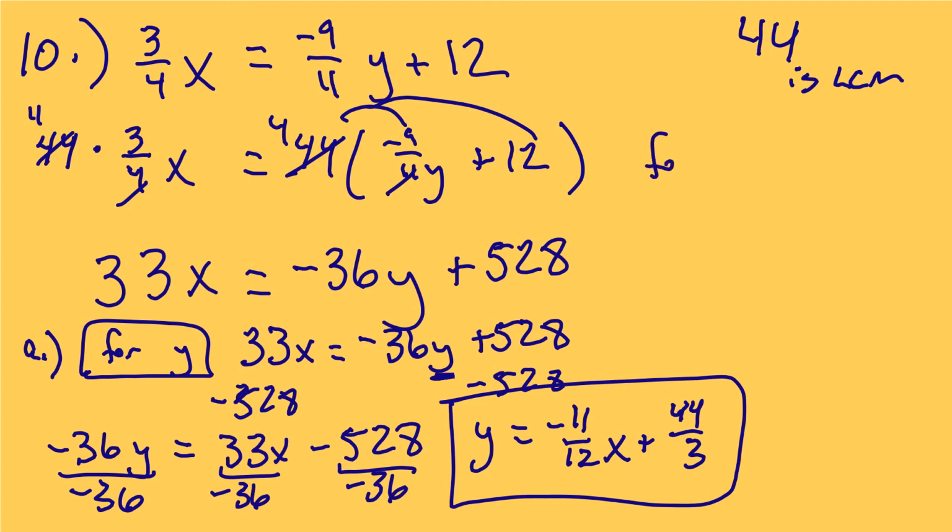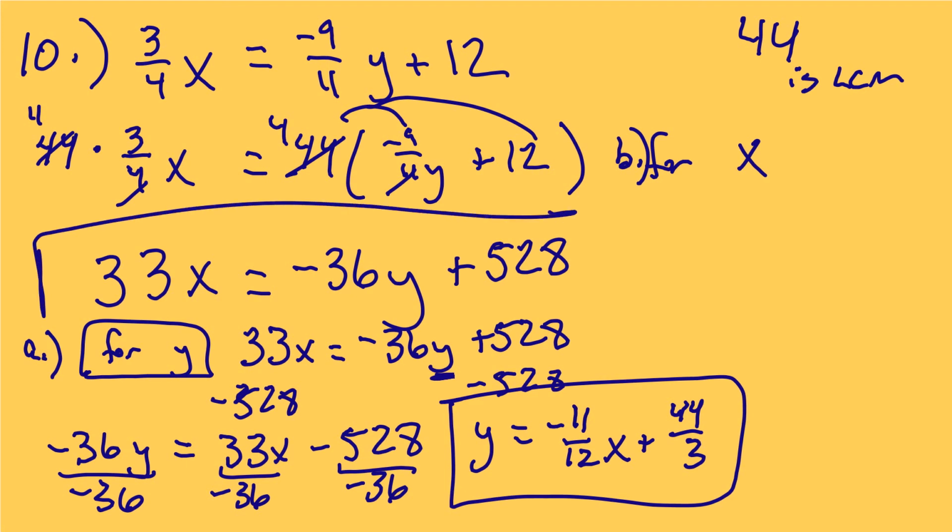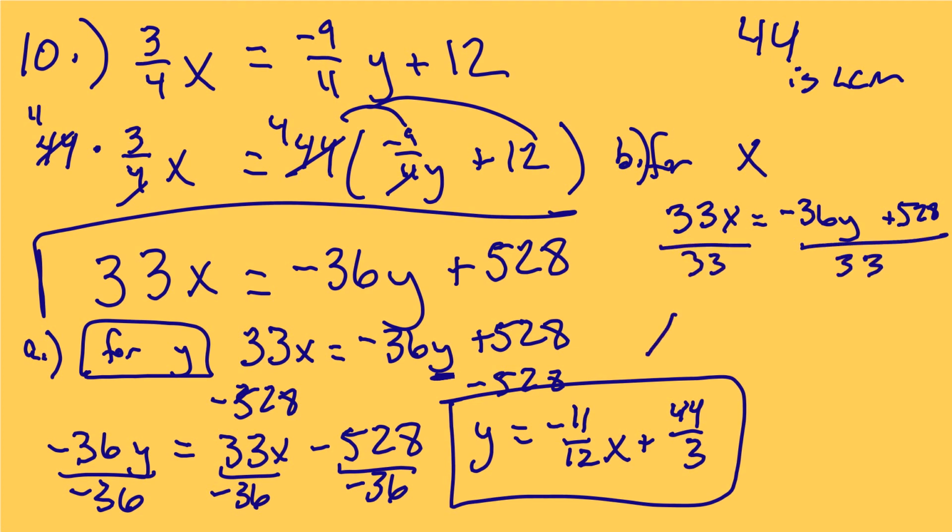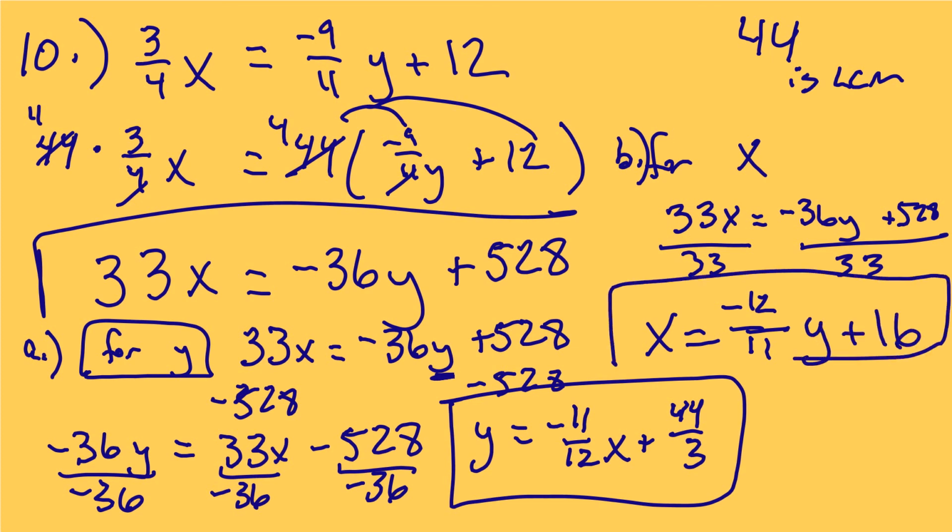Now, for B. So part B says for x. I'm going to start with this. So I have 33x equals minus 36y plus 528. I'm going to divide everything by 33 because that's the only thing that's messing around with x. So I get x equals negative 12/11. All right. And it works out. 528 divided by 33 is just 16. So I get negative 12/11 y plus 16. So the x part's actually really easy. All right. That's it for 10.